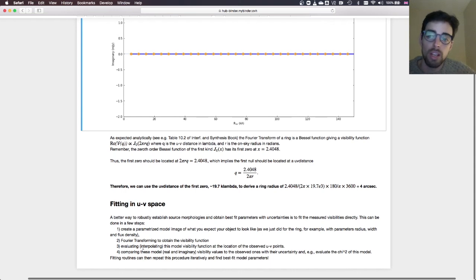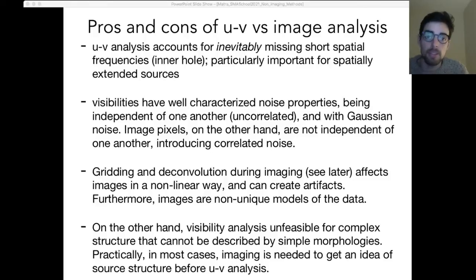And then what you can do is evaluate, in a real case, or interpolate this model visibility function at the UV locations of your data, and then you can compare directly the real and imaginary parts from your model to the real and imaginary parts from your data. Using the noise in the data as well through the weights, you can basically run a fit in UV space. And there are some advantages to running fits directly in UV space. There are also some cons. So there are pros and cons to this non-imaging analysis.